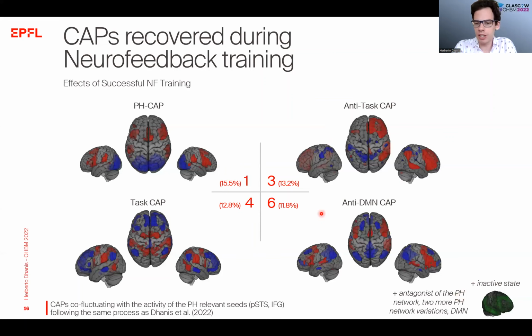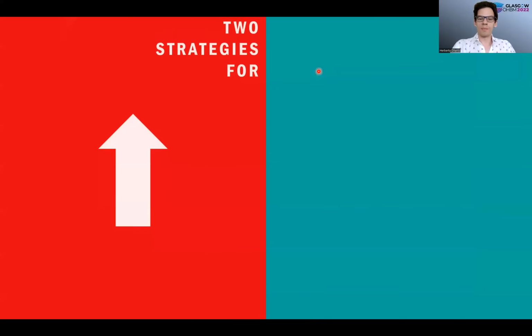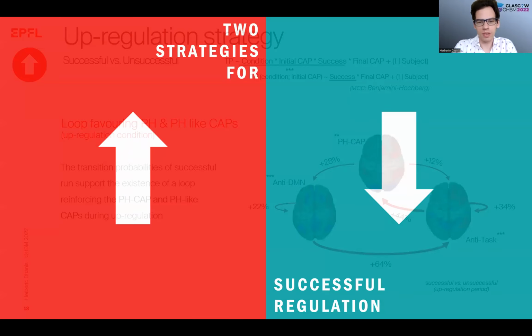The thing about these two, for example, is that they have overlapping activations with the presence hallucination network, especially on the right. And the task CAP actually has overlapping deactivations, again especially on the right, with the activations of the presence hallucination network. And this is going to be very relevant for our results in a second. So, participants had basically two strategies for successful regulation, one upregulation and one downregulation strategy.